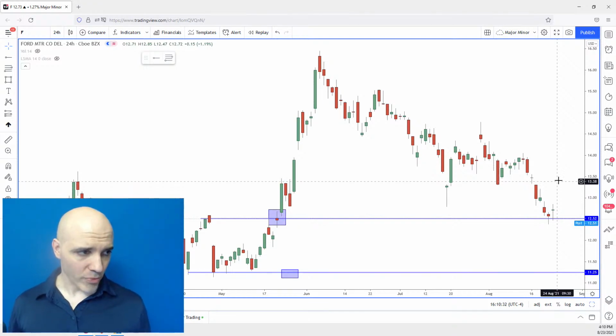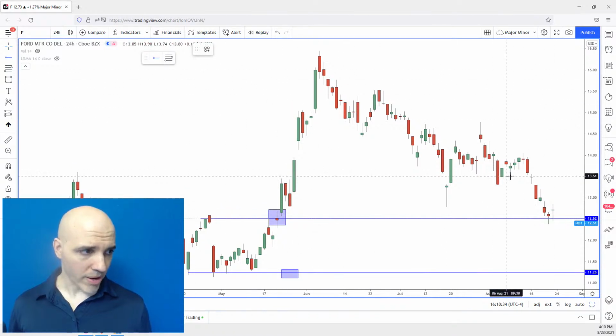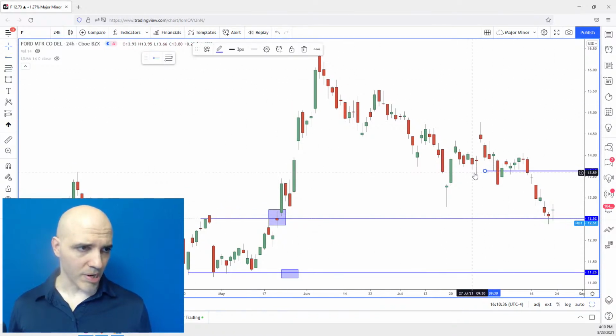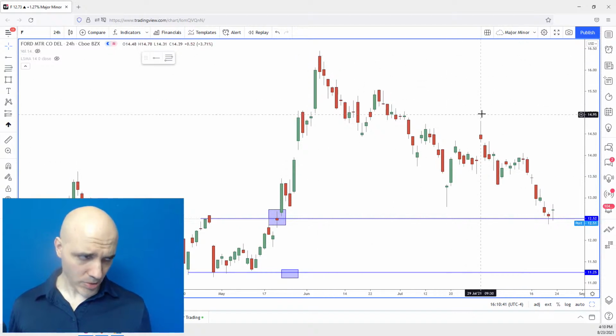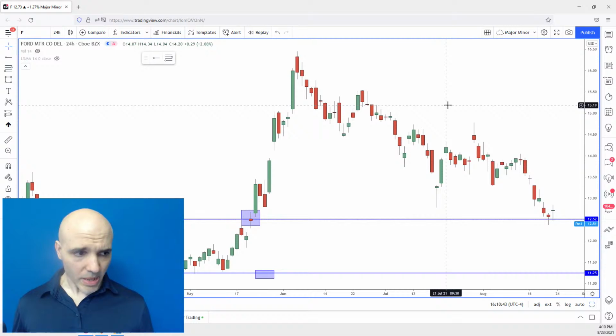I think it's within reason to make 50 cents or more if this thing can run back up to this resistance here, which is what, 13.66, so about $1 higher. All right, that's greater than 1-to-1, possibly 2-to-1. Reward risk is within reason.